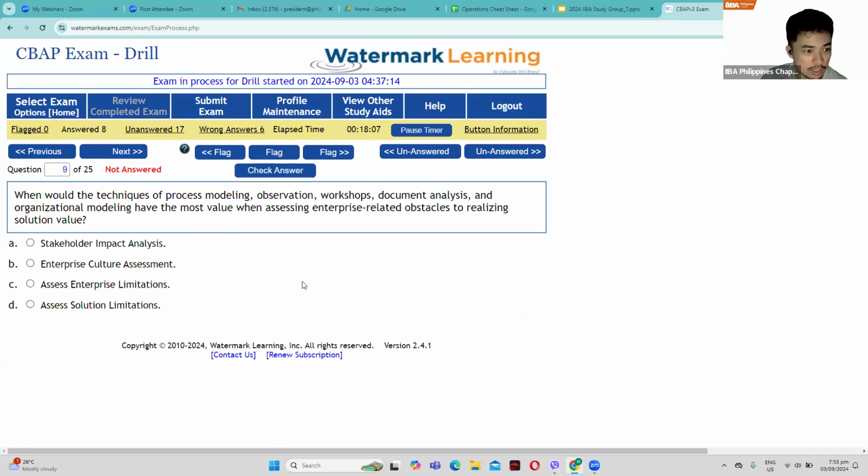Moses, next question. When would the techniques of process modeling, observation, workshops, document analysis, and organization modeling have the most value when assessing enterprise-related obstacles to realizing solution value? A, stakeholder impact analysis. B, enterprise culture assessment. C, assess enterprise limitations. D, assess solution limitations. So it's basically asking us which task we're in, right?